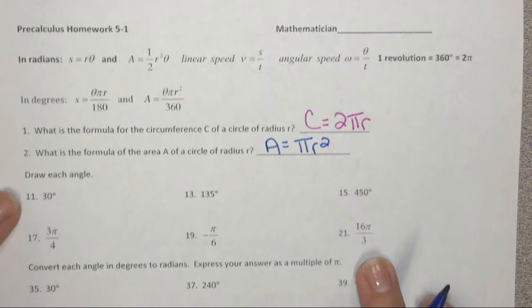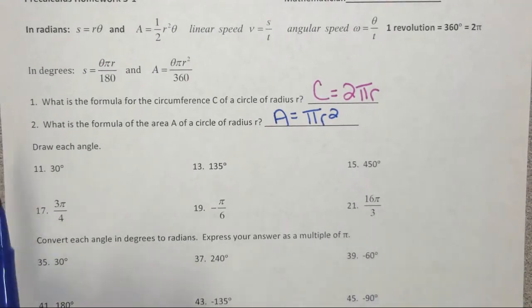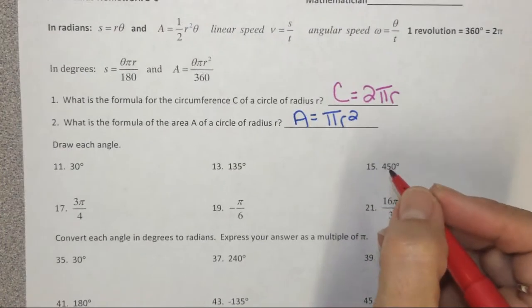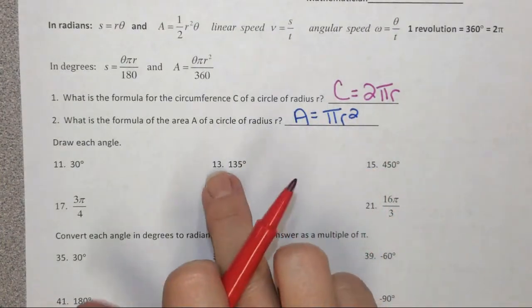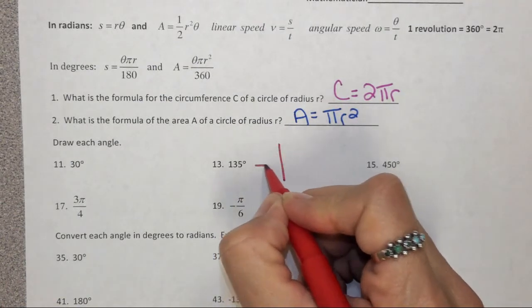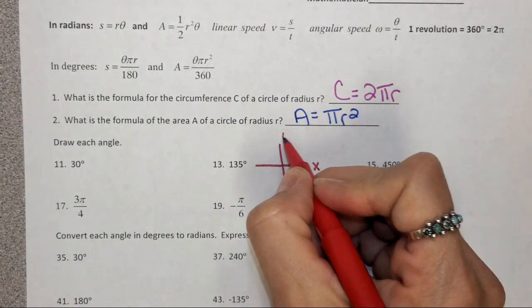On 11 through 21, they wanted me to draw each angle. And this is what we covered on Friday in class when we talked about standard position. So for each one of these problems, we are going to need an X and a Y axis. So on number 13, I have an X here and a Y right here.